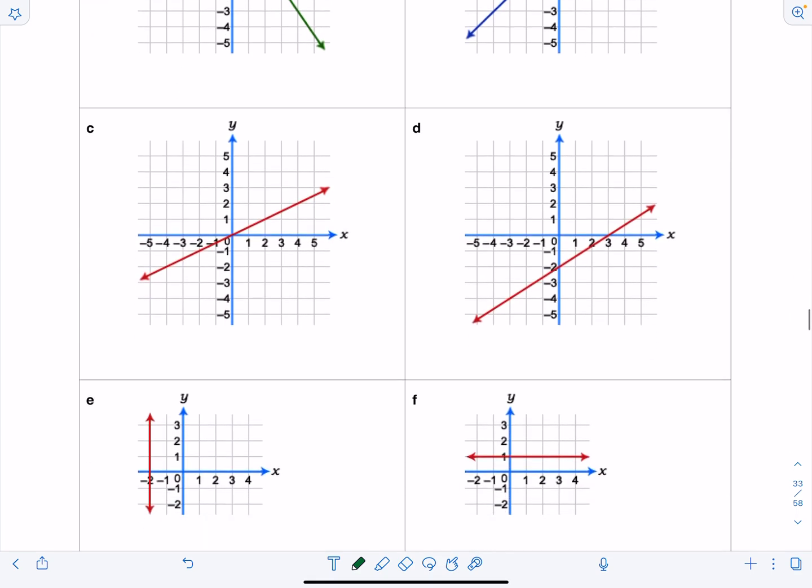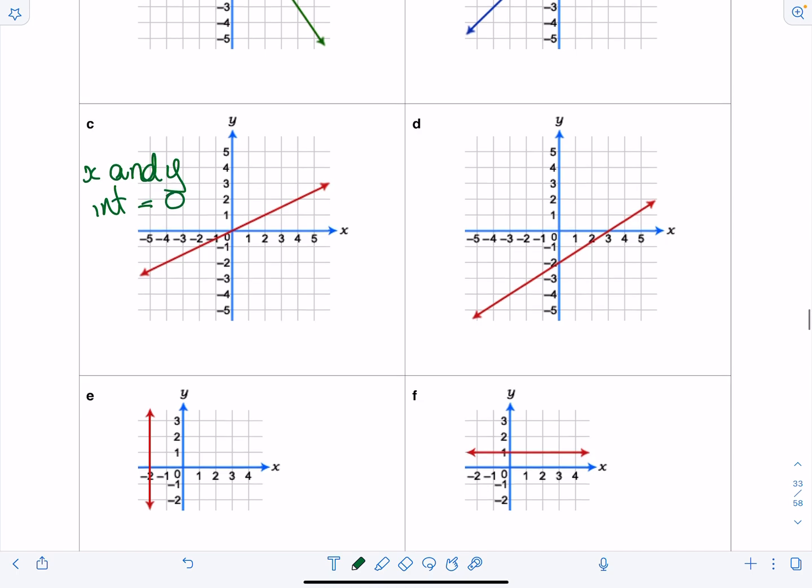This one, if you notice, there's only one spot where that line cuts. So the x and y-intercept, let me just write that out neatly. The x and y-intercept is 0. So x is 0, y equals 0. Here, there's my y, there's my x. The x-intercept is 3, the y-intercept is negative 2.